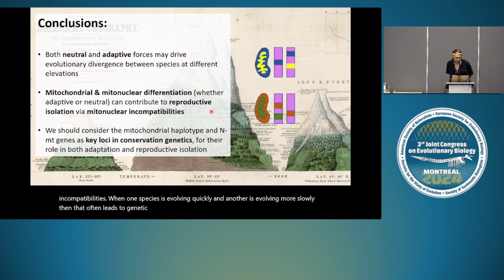In conclusion, both neutral and adaptive forces may drive evolutionary divergence between species at different elevations. Mitochondrial and mitonuclear differentiation, whether adaptive or neutral, can contribute to reproductive isolation via mitonuclear incompatibilities. And we can consider mitochondrial haplotypes and NMT genes as key loci in conservation genetics for their role in both adaptation and reproductive isolation. I know that was a lot.